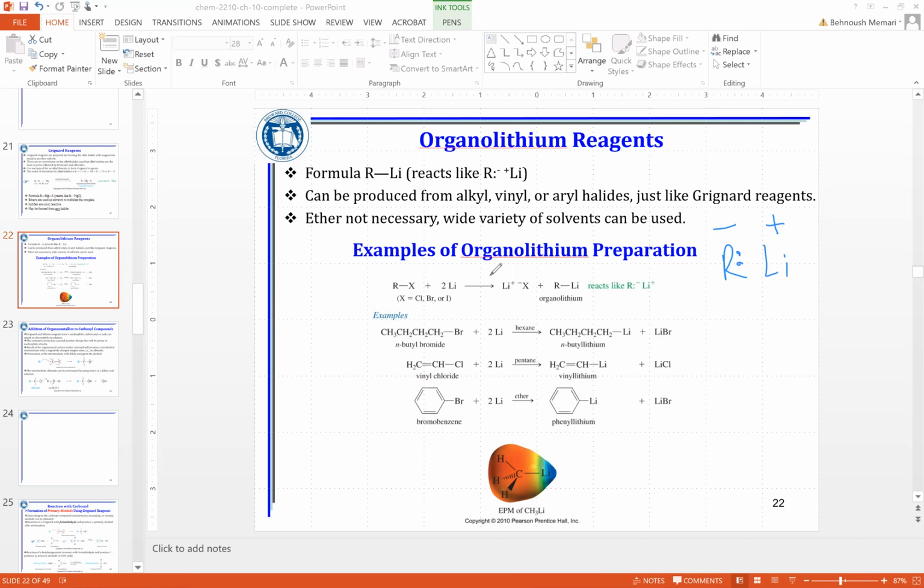And how do you do this? This way, Li is going to replace the X. X is not inserted. You don't have RLiX. It's just the RLi. So it replaces the X. You can use any type of halide to mix it with the lithium, and you would get the alkyl lithium, okay, the organolithium reagent.